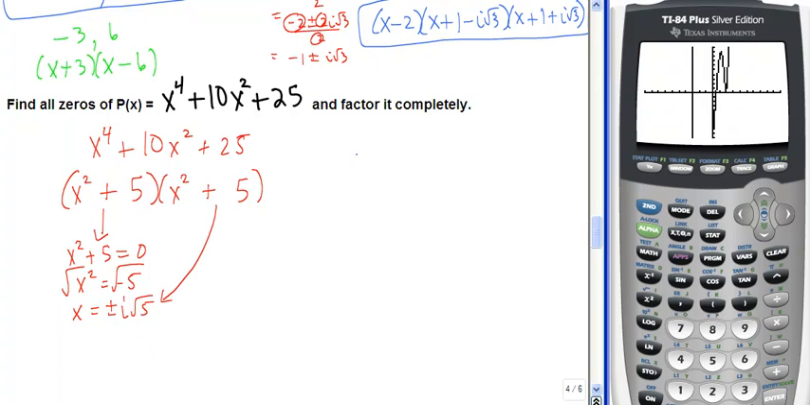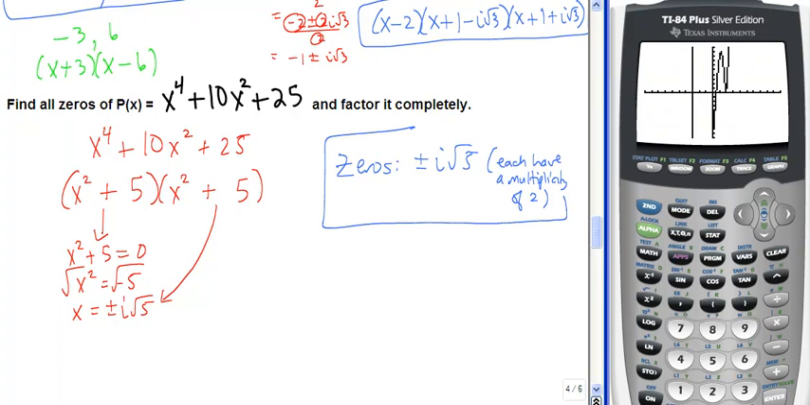So my zeros are just plus or minus i root 5. I get both of those from this and both of those from this. So they both occur twice. They each have a multiplicity of 2. And that's why I have a degree 4 here, because each one's counting twice. So that would be a total of 4 zeros. So those are my zeros.